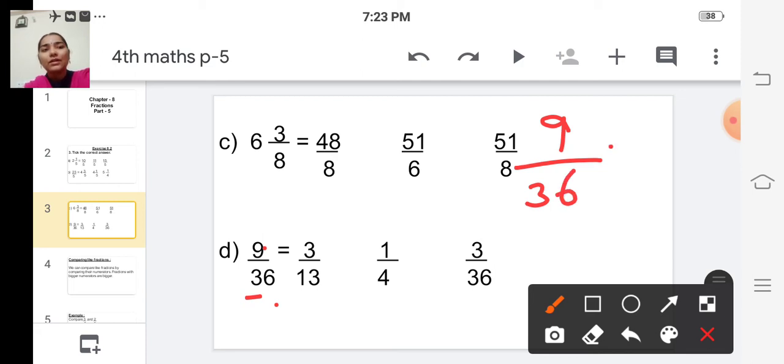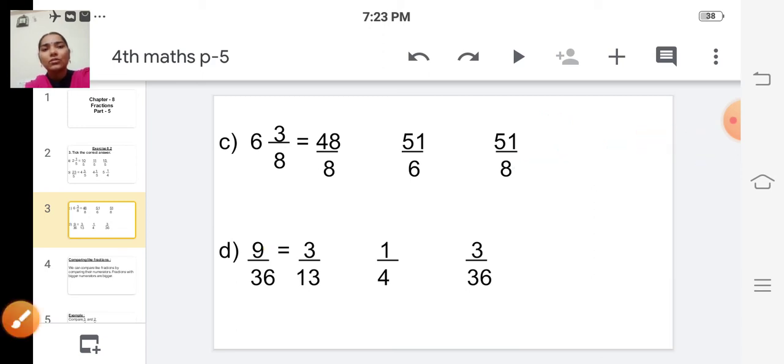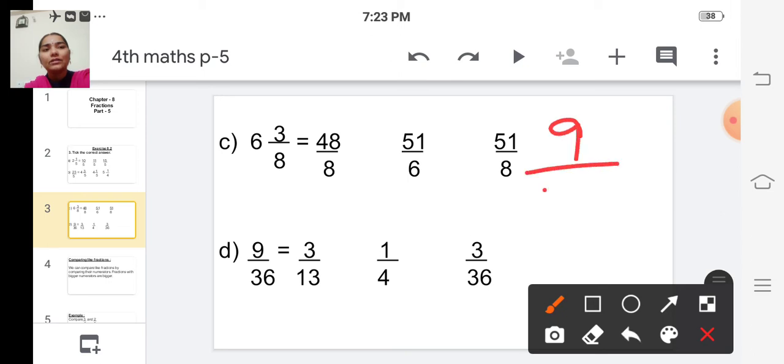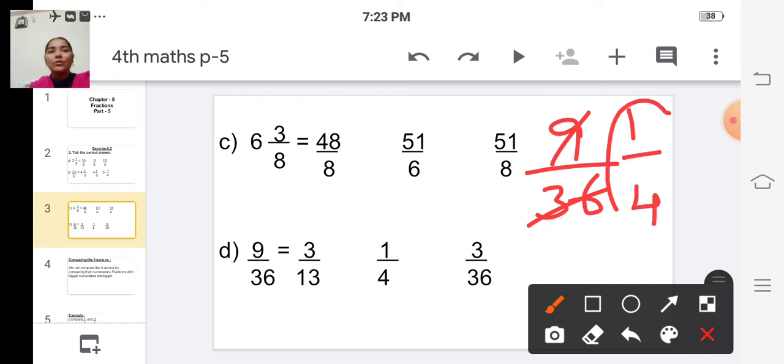So it can be written as 1 into 9, or we can directly cancel out 9 divided by 36. So 1 nines are 9, 9 fours are 36. So what is the fraction? 1 divided by 4 is the correct answer. Where is it? Here. So 1 divided by 4 is the correct answer.